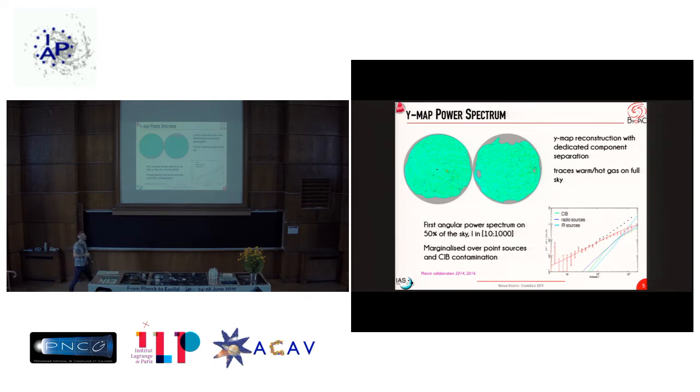I briefly show as well, because I will use that, the fact that we can reconstruct the SZ signal on the full sky using a dedicated component separation. This is the Y-map, the first full sky Y-map given by Planck, which traces the warm and hot gas everywhere in the sky, not only on galaxy clusters. So from this map, you can compute the angular power spectrum. And we did that on 50% of the sky, the cleanest 50% of the sky. And then you can derive this power spectrum with high reliability between scales from L of 10 to L of 1,000.